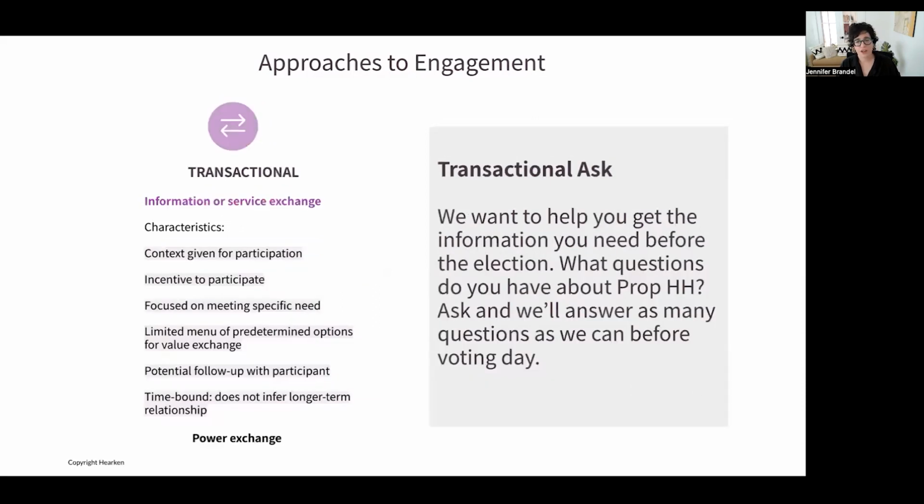The next approach is what we call transactional. Now, the word transactional may have a negative connotation, but we mean it neutrally, as in a transaction has taken place. You ask for something and explain why, and the public answers because they found it to be a compelling enough exchange. Here's an example of that kind of approach and the characteristics of it. I'll give you a moment just to read the slide.